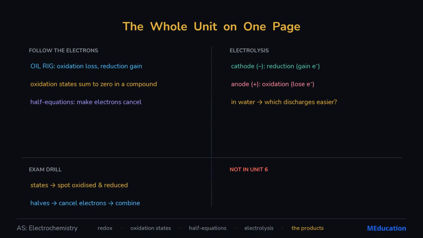Your drill: assign oxidation states to spot what's oxidized and reduced, write each half equation, then scale so the electrons cancel. Electrode potentials, putting numbers on how badly each species wants electrons, come at A2 and build straight on this. For now, you can follow every electron in any reaction.